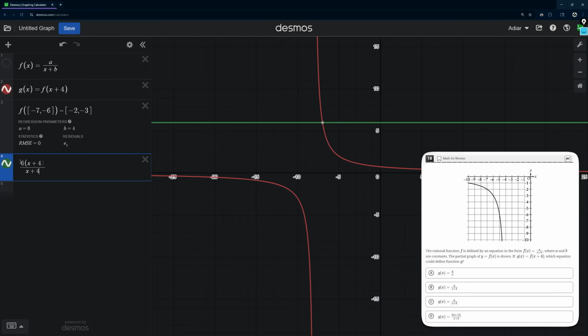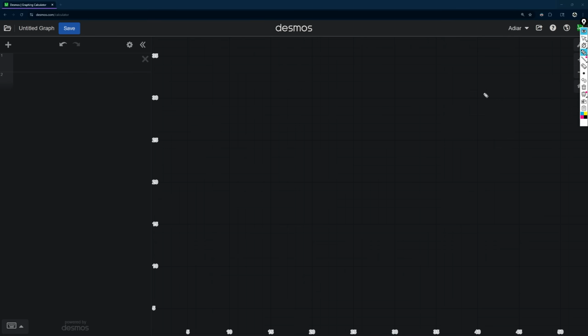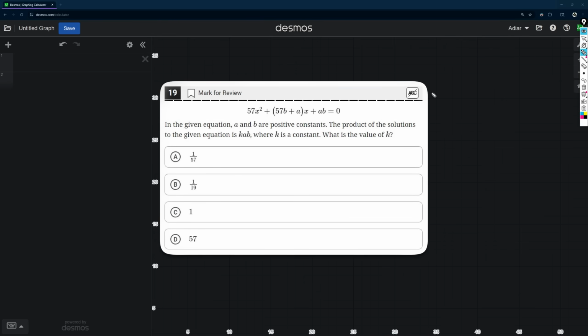So we can tell that green is obviously not equal to red. So answer choice C is the correct answer. Okay, this question says, in the given equation, A and B are positive constants. The product of the solutions to the given equation is KAB, where K is a constant. What is the value of K?